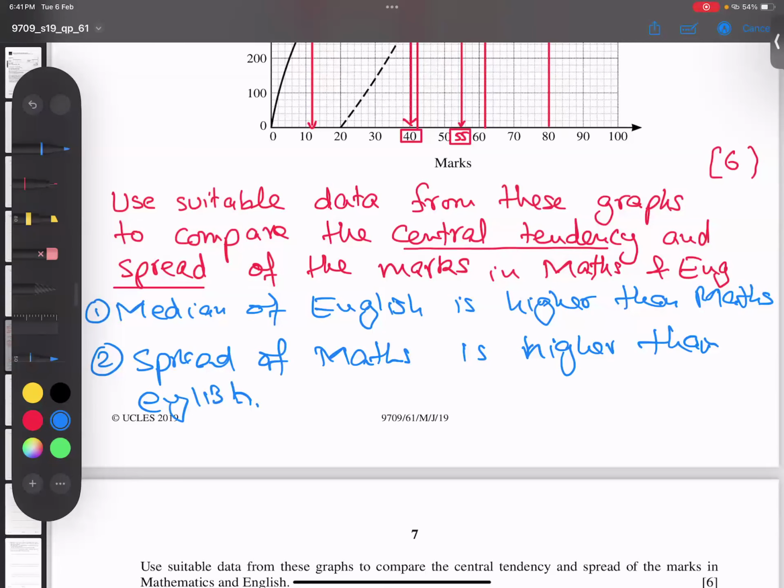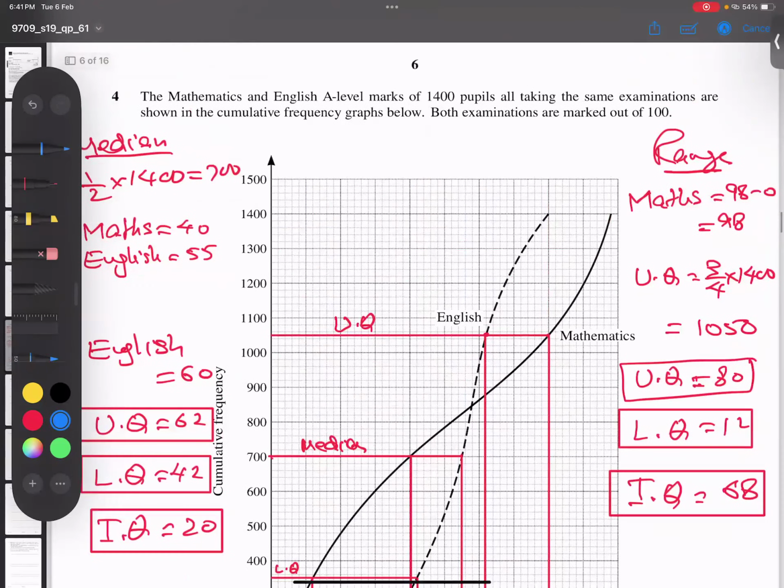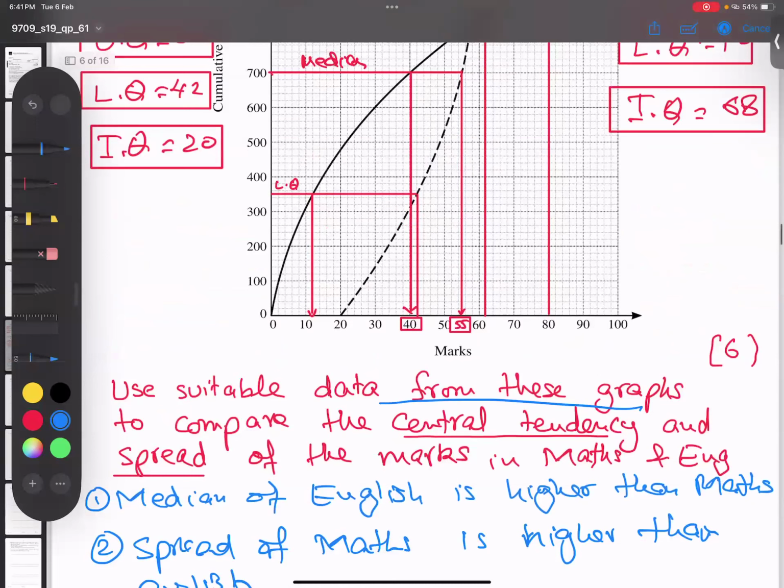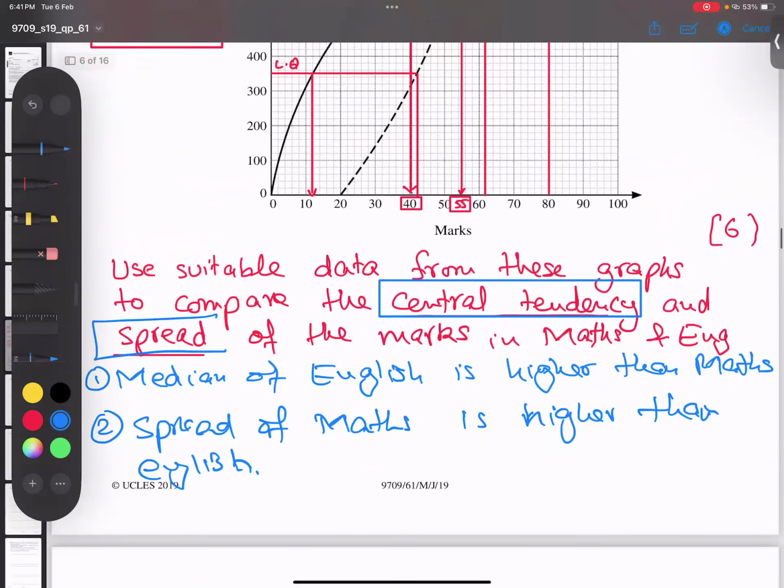That's it, and the question is completely over. So whenever he asks you about central tendency next time, make sure he is asking for the median. And when he says spread, he asks two things: interquartile and the range. And the concept is clear.